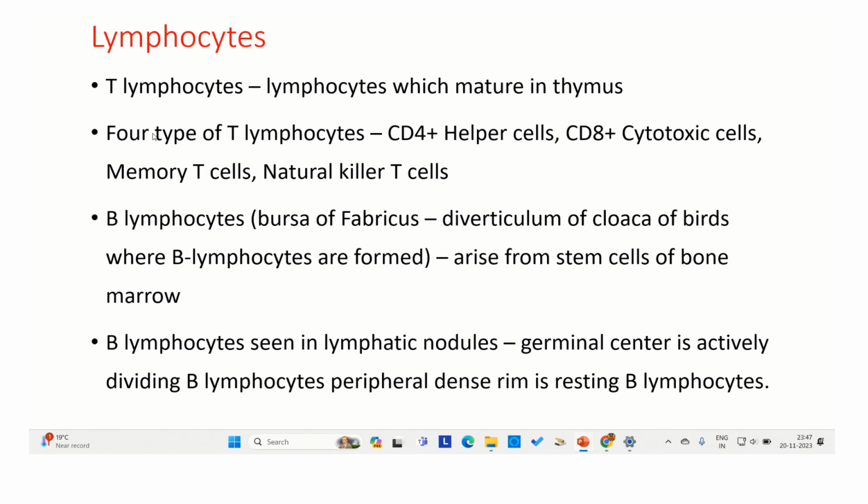So then lymphocytes, just to revise. T lymphocytes, which mature in the thymus, are of four types: helper cells, cytotoxic cells, memory cells, and natural killer cells. B lymphocytes arise from stem cells of bone marrow. B stands for bursa of Fabricius, which is a diverticulum of the cloaca of birds where B lymphocytes are formed. B lymphocytes seen in lymphatic nodules, especially in the germinal center, are actively dividing, and in the same lymphatic nodules in the periphery, there are resting B lymphocytes. We'll see this when we deal with the lymph node.